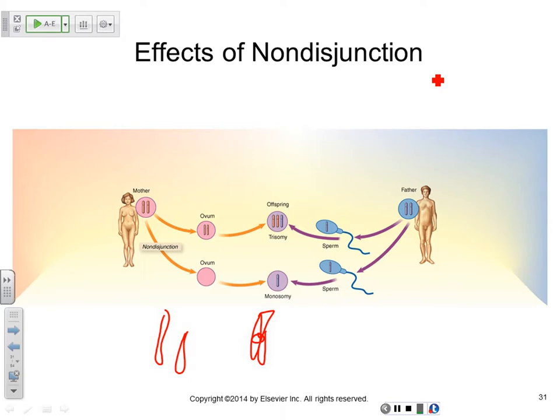Can non-disjunction happen also when the crossing over happens and they pair up and then they don't unstick? What happens in trisomy 21 when they come together? Instead of exchanging genetic material, they really like each other and they stay together.